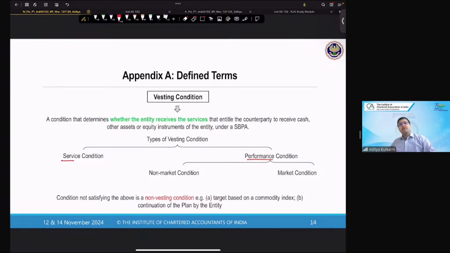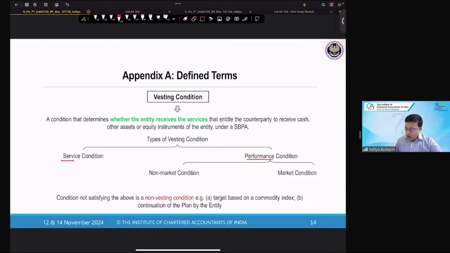Performance conditions means you are required to fulfill certain targets. You are required to achieve certain targets. So that is broadly classified into non-market condition as well as a market condition. Non-market condition means a condition that is not dependent on the market price of the shares. Market condition means it is having a bearing on the market price.